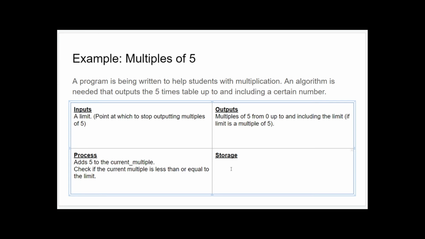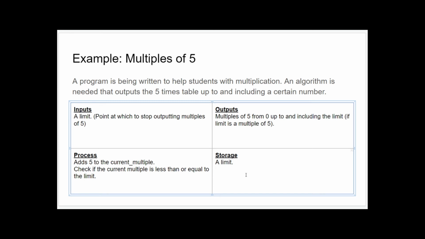Thinking about our storage then, the first thing we need to think about when it comes to storage is the inputs, because if we have taken something in as an input, we need to be able to store it to be able to do anything with it. So we need to store our input, which is the limit. So we need to store the limit that we've taken in.